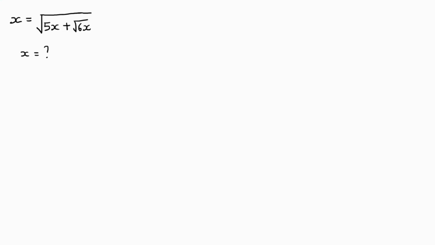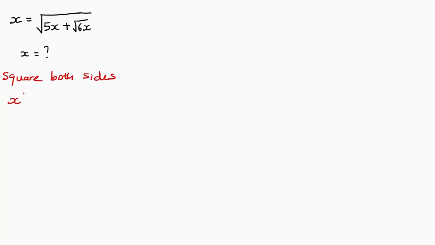We have the Cambridge University entrance interview question here that says x is equal to the square root of 5x plus the square root of 6x. We are to solve for x. The first thing we want to do is to simply square both sides of the equation.